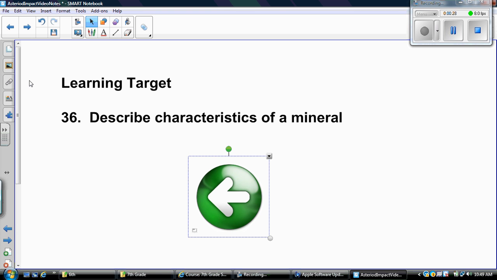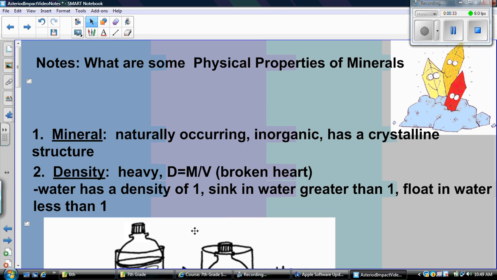Now we've talked about rocks before. We haven't really talked a whole lot about minerals. Remember, minerals are what make up rocks. Okay, so what are some physical properties of minerals?